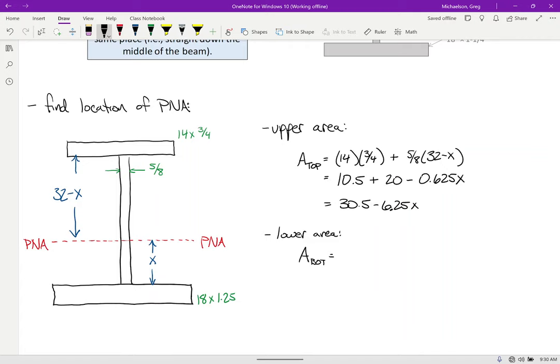The bottom area is going to be the area of this plate plus now it's just going to be 5/8x. So what's 18 times 1.25? I'm not that good at that in my head. Okay, wait. I made a mistake right here. Nobody caught me on that. I want to remember that. Okay. With me so far?